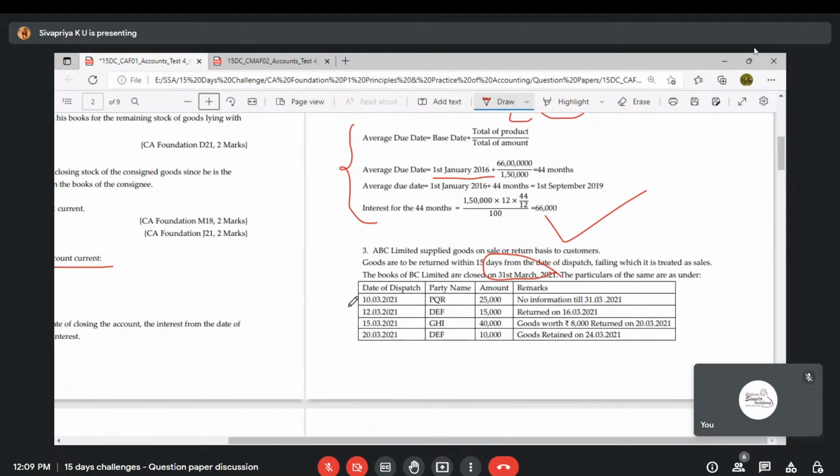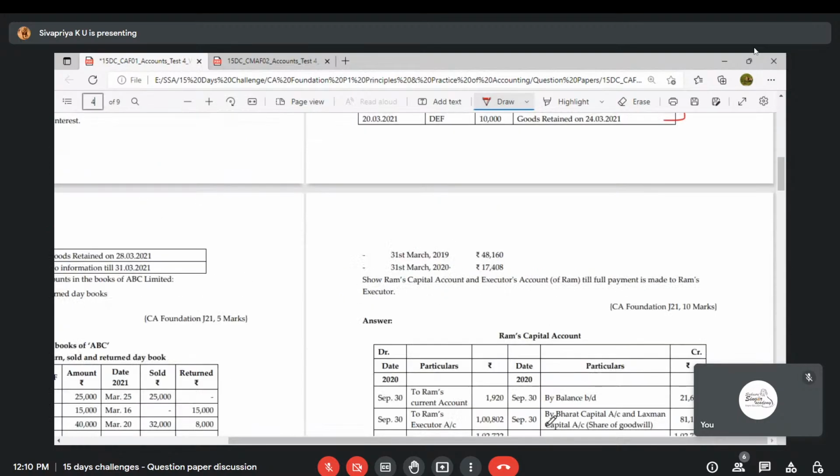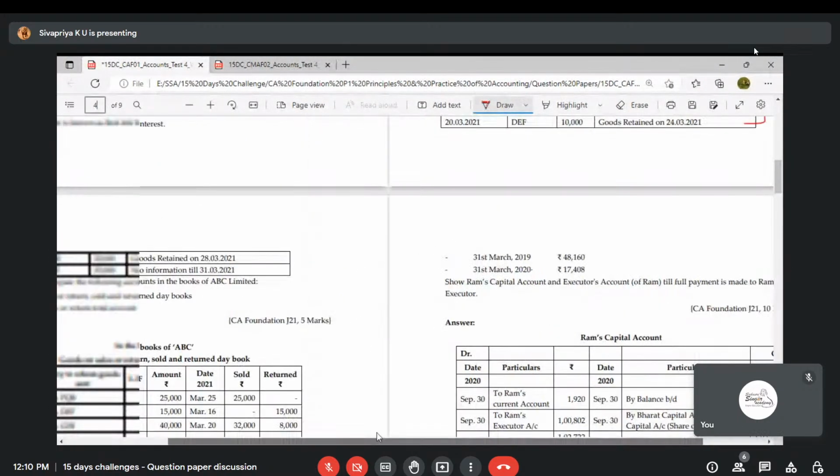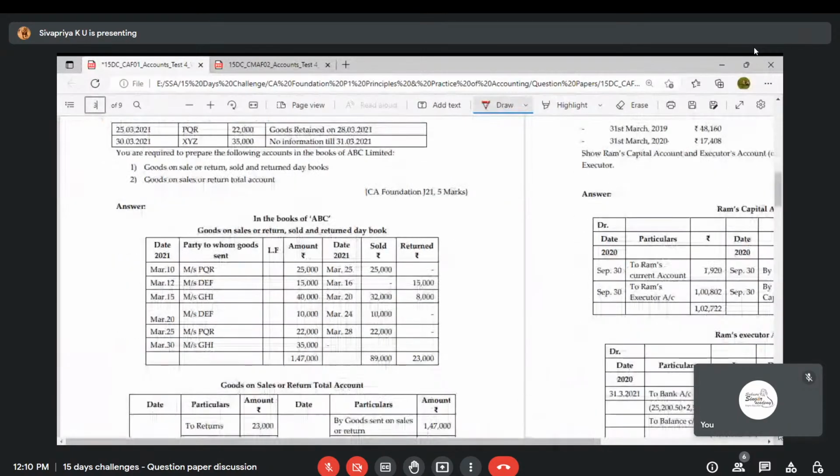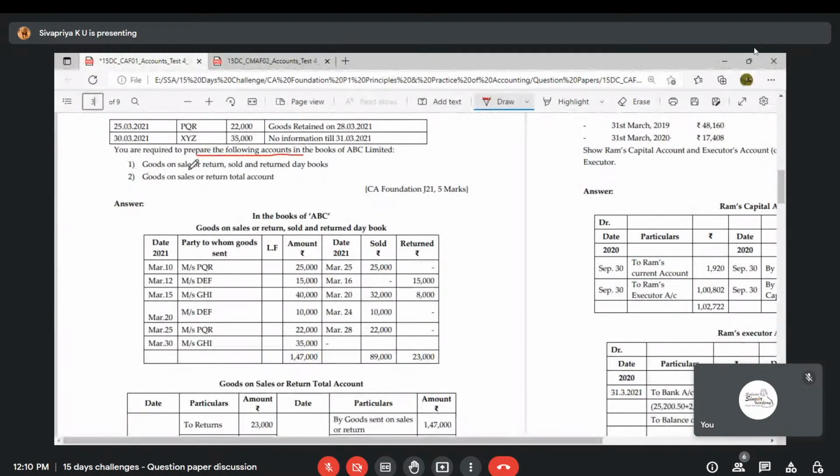There is a date of dispatch, and for each party, the amount of goods we sent and their details. Within 15 days of dispatch, they must return the goods. If they do nothing, it will be treated as sales. On the basis of the available information, you have to prepare the goods sold and the goods returned, and calculate both amounts with the data we have.